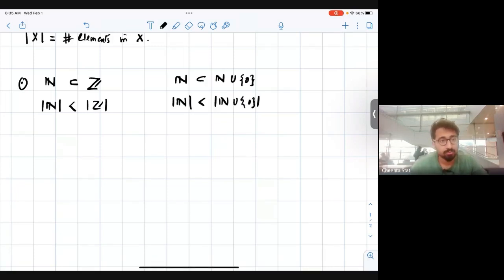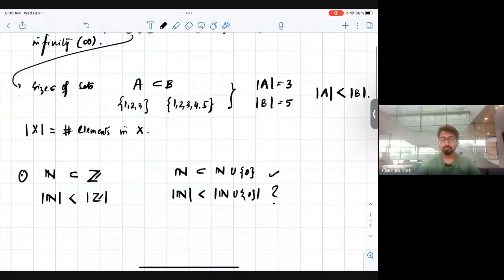Any idea? The question is again the following: the natural number set is the set of positive integers, and natural numbers union 0 is where we add 0 as an element. Now this is true, right? The natural number set is a subset of the natural numbers union 0. So my question is, is the size of the natural number set less than the size of the natural number set union 0? What do you think? Any idea?